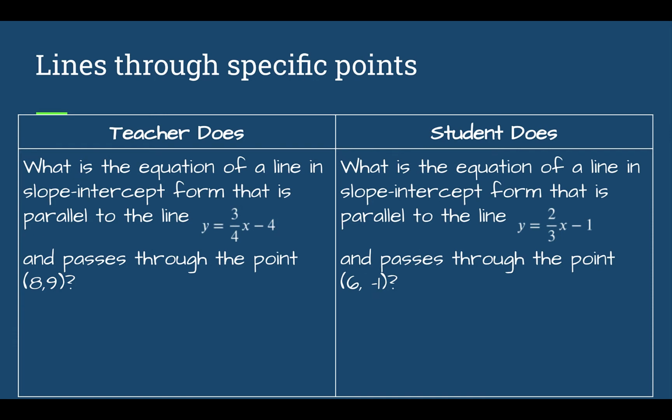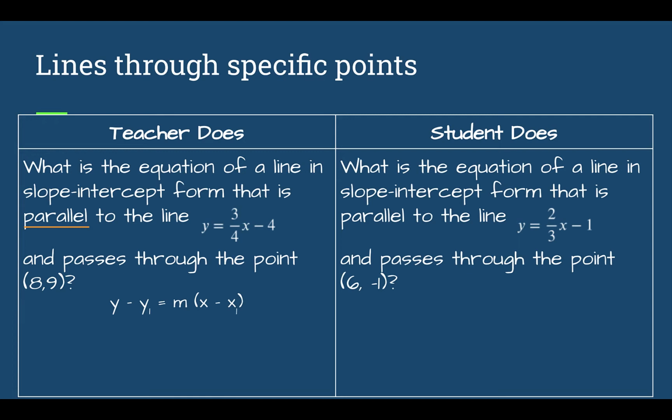So let's look at an example of making a line that goes through specific points. What's the equation of a line in slope-intercept form that's parallel to the line y equals 3/4 x minus 4 and passes through the point 8, 9? Some key parts that we need to know here: first, it's parallel, which means it has to have the same slope as we had before. So if we're following our steps, first we're going to start with point slope form. Then we're going to plug in our point and our slope, and then we'll solve for y.